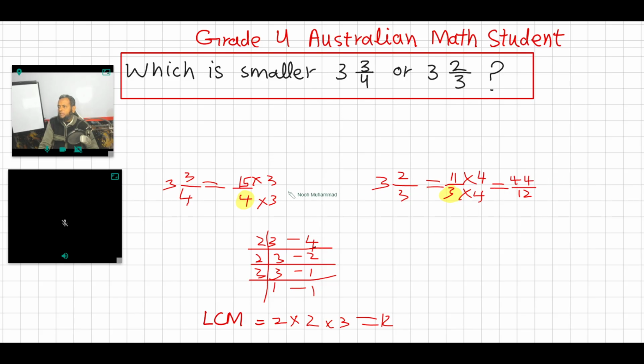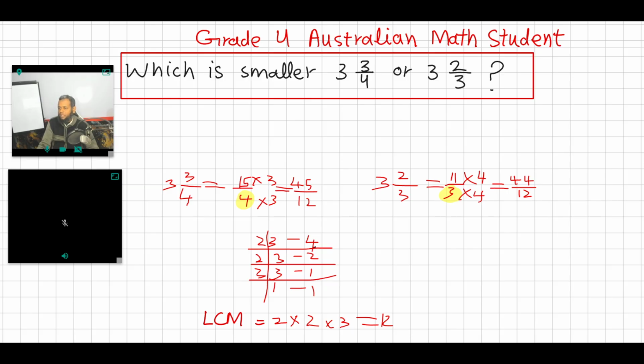44. Okay, very nice. So, which one is smaller? Also write smaller. Yes, this one is smaller. Are you understanding? So you should write in English. 3 and 2 over 3 is smaller.